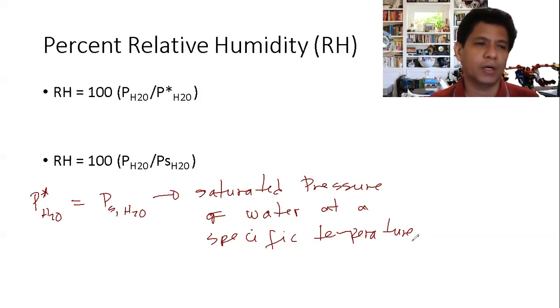Usually, pH2O is less than P star H2O, so your percentage would range from 0 to 100%. When you have an RH of 100%, that's what we call saturated air. It means it contains the maximum amount of water. So if percent RH is equal to 100%, we have saturated air.